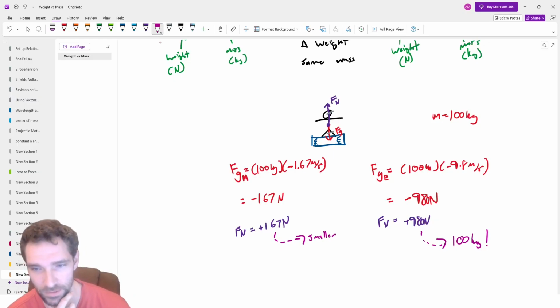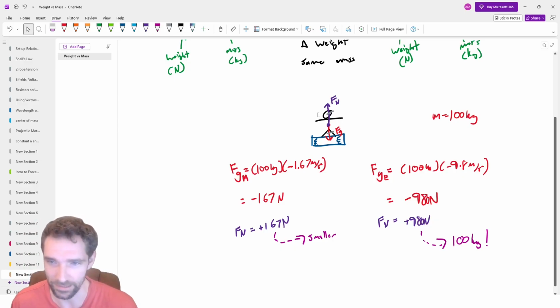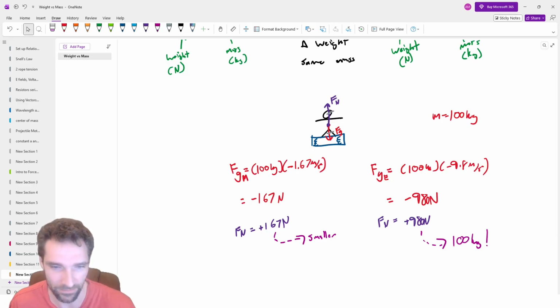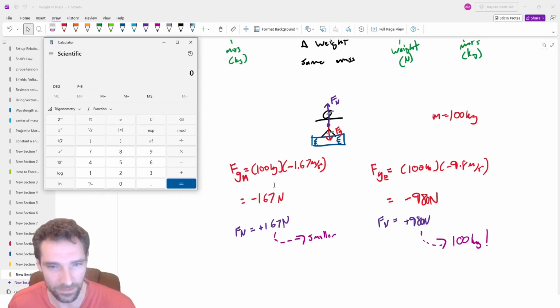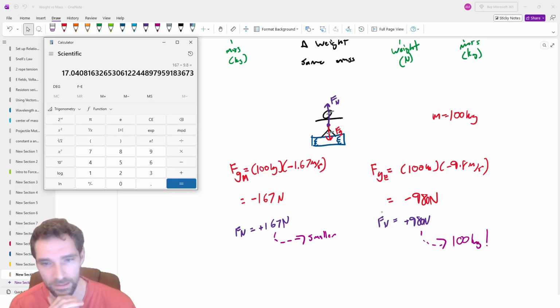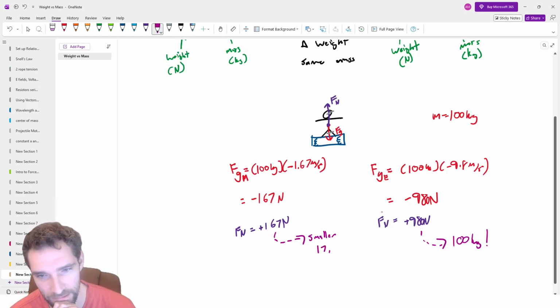We could, if we wanted to figure out the exact value, do the 9.8 here and ask, oh, 9.8 times what would give me 167? So we could do that. Let's say you got 167 newtons, and then we're going to divide that by 9.8. It's going to read out as about 17.04 kilograms.